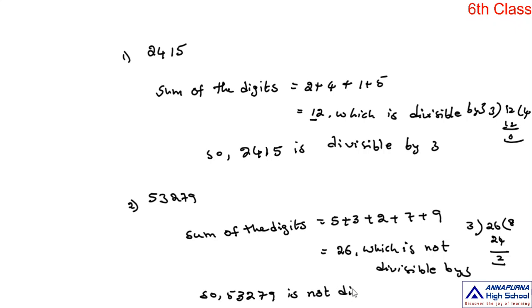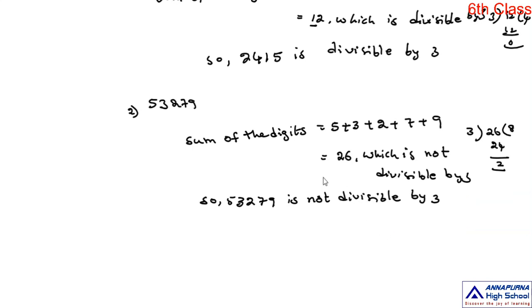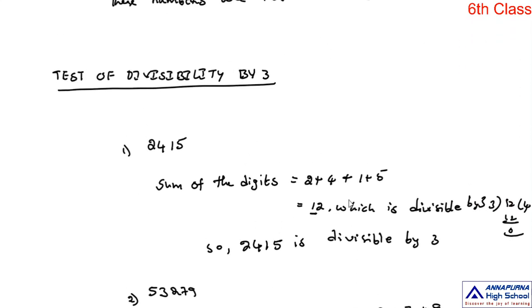So the given 5-digit number 53,279 is not divisible by 3. Why? Because the sum of its digits, 26, is not divisible by 3. So the given number 53,279 is not divisible by 3.